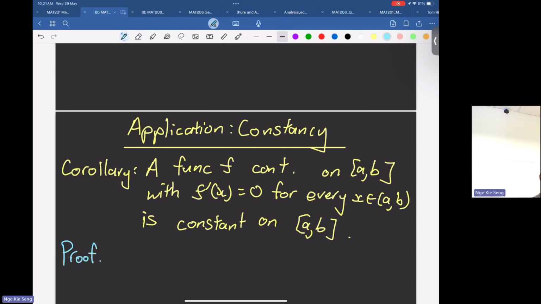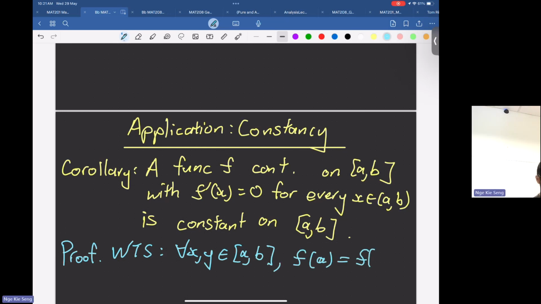So in other words, you want to show that for every x, y in AB, fx equals fy. So this is what you want to get. So how to get this? If you know that f prime x is 0, how to relate the derivative to the change in y?